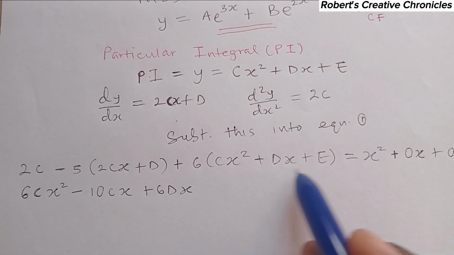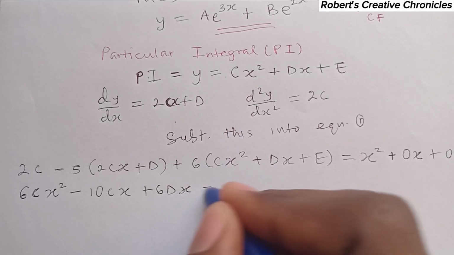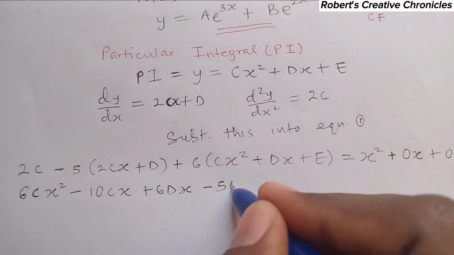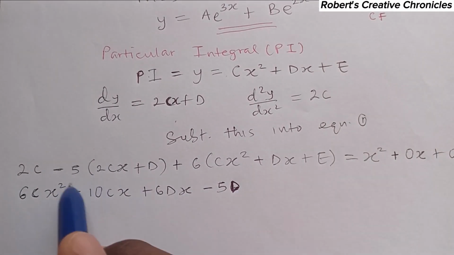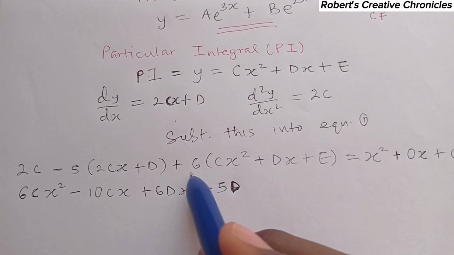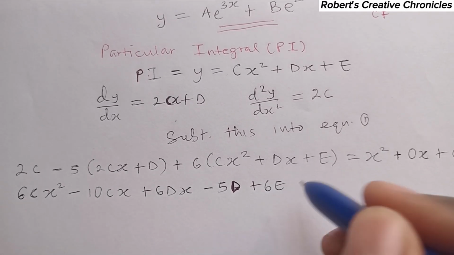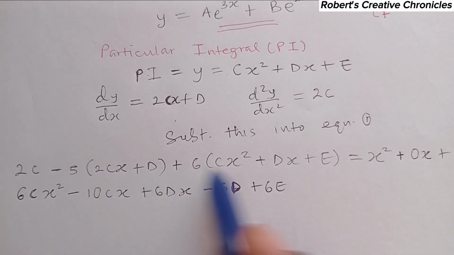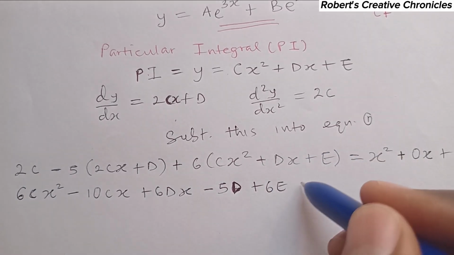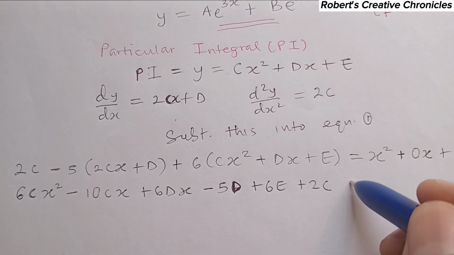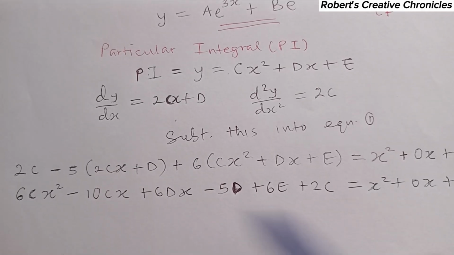Then now, I think that's all for x. Then we can move to the constant. So this will be minus 5d plus 6e, then plus 2c is equal to what? x squared plus 0x plus 0.